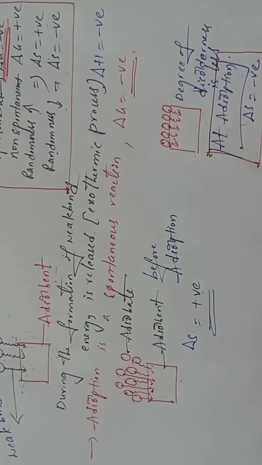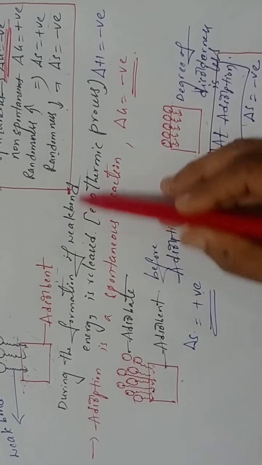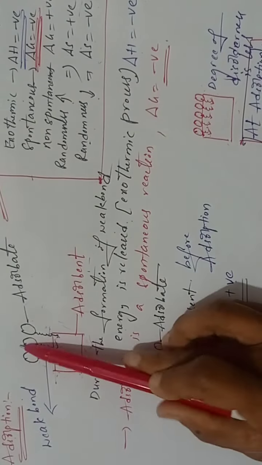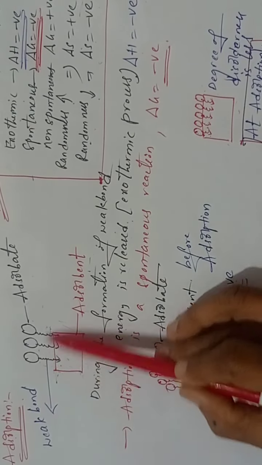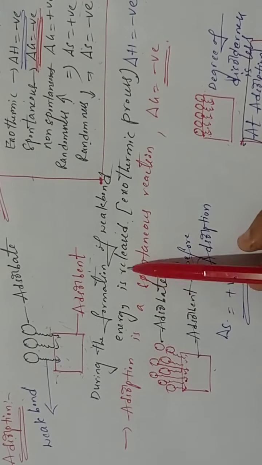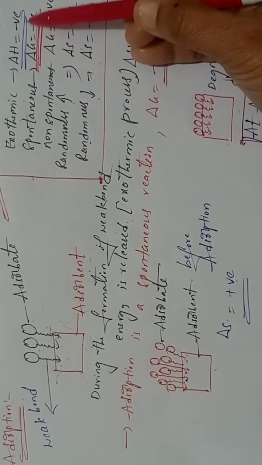So in case of adsorption, what happened? Delta H value is negative, because during the formation of a weak bond, energy is released. In between the adsorbate and adsorbent, a weak bond is formed. That's why during the formation of the bond, energy is released. It is an exothermic reaction. If it is exothermic, delta H value is negative.